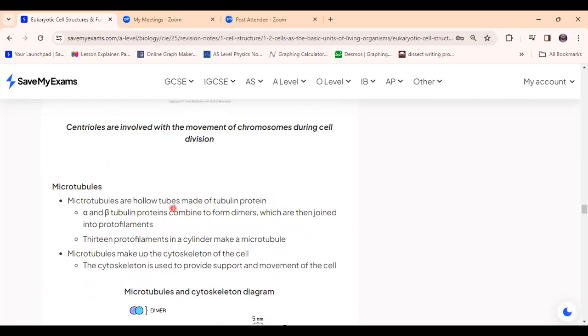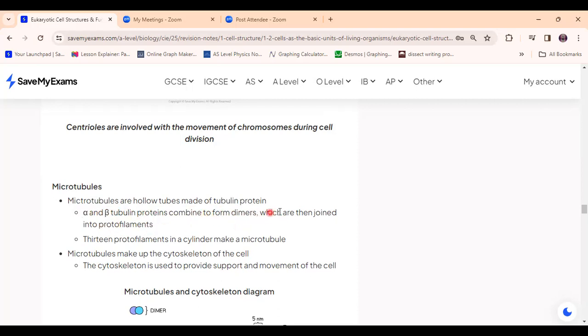We've got two types of tubulin proteins: alpha tubulin and beta tubulin. Well, actually, we've got gamma tubulin as well, but we're not really exploring it in our syllabus. Anyway, alpha tubulin and beta tubulin proteins combine to form a dimer. Like you've got a polymer, and here you've got two monomers. Okay, so we call it a dimer.